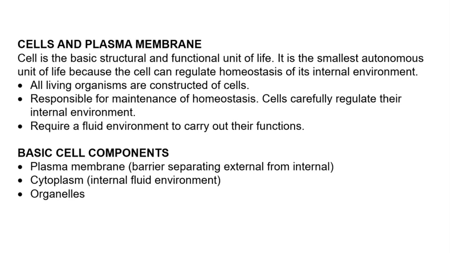Each cell has some basic components, the first of which is that all cells have a plasma membrane, which is a semi-permeable barrier separating the internal cellular environment from the external environment, and we will elaborate on the features of the plasma membrane in a moment. The cell also has cytoplasm, which is a gel-like fluid that composes the internal environment of the cell, and then suspended within the cytoplasm are the organelles. These are small structures within the cell that carry out very specific tasks and functions.